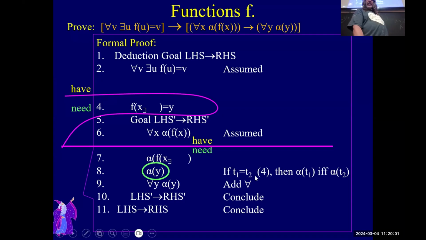And what's the rule I laid down here? Well, we haven't done all these rules, but it's a reasonable rule. It says, suppose I have two terms, two objects.